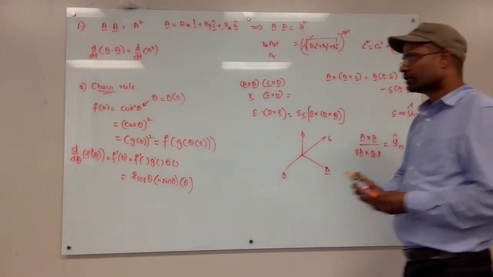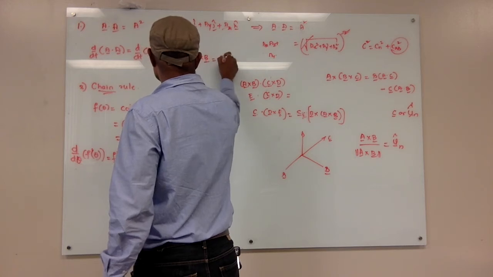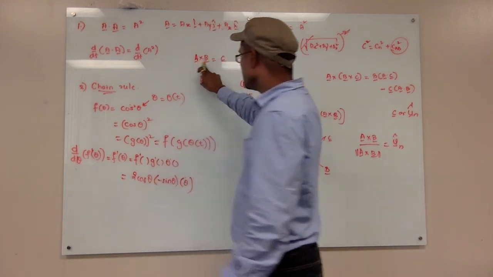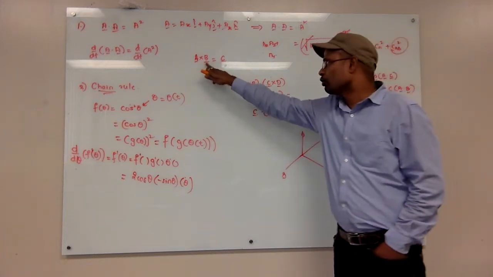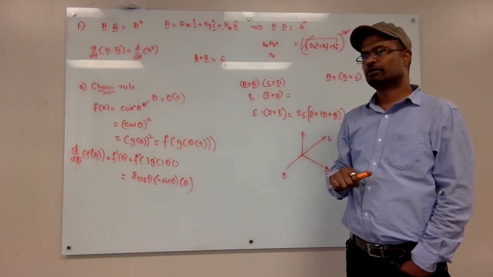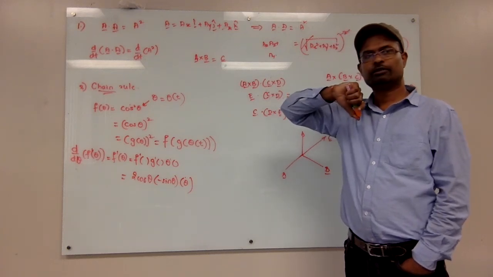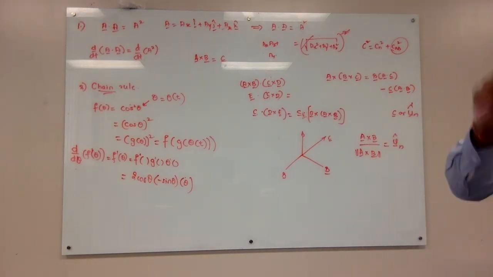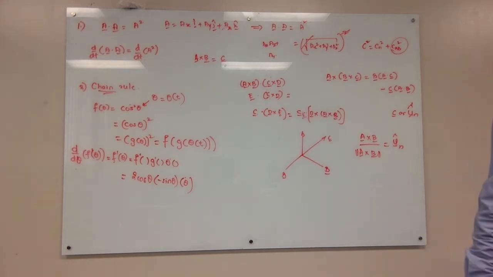So if you have A cross B equal to C, can A, B and C be coplanar? No. Can A and B be coplanar? Yes. Can B and C be coplanar? Yes. Always remember, any two vectors will always be coplanar because you are not defining the plane.